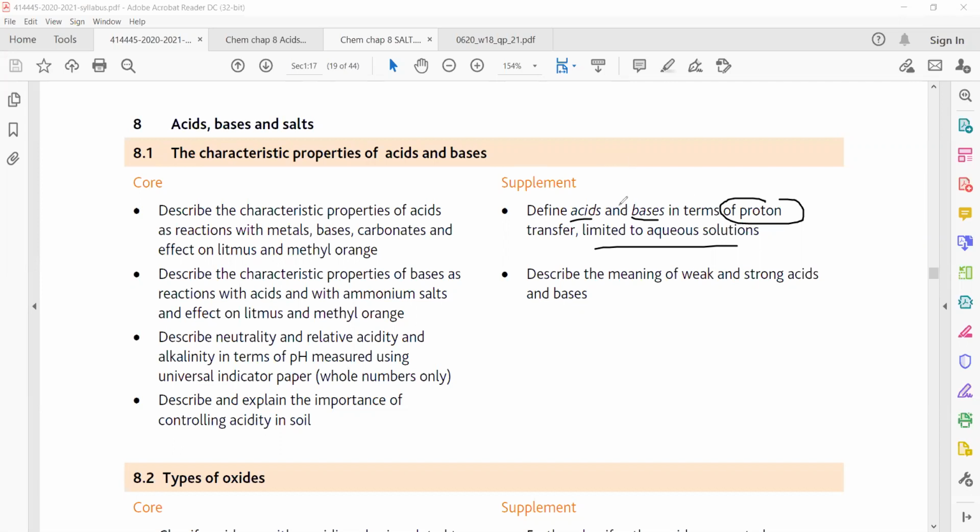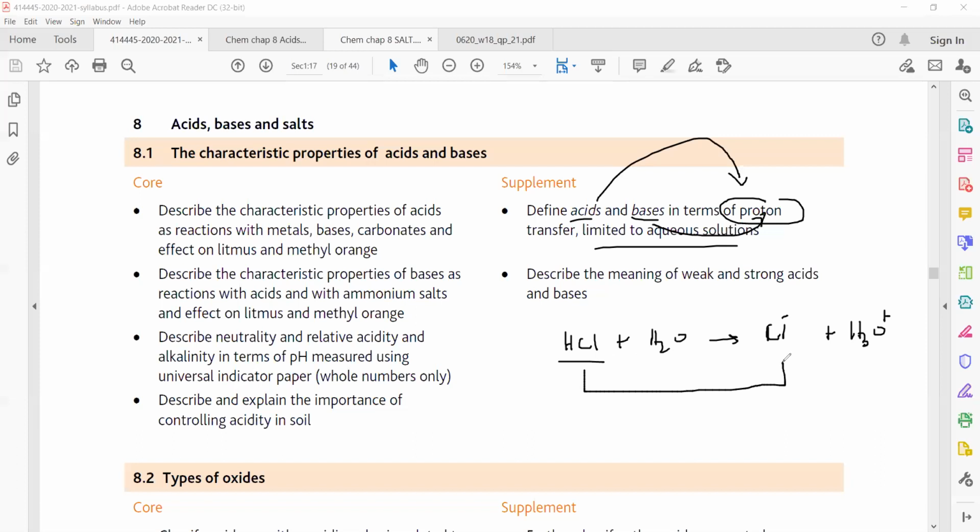Define the terms acid and base in terms of protons. Acids are proton donors and bases are proton acceptors. Sometimes they give you an equation like HCl mixed in water, and they ask you to identify the substance which is the acid, or identify the species which is acid or alkali. HCl becomes Cl-, so it donates a proton. H2O becomes H3O+, so it is accepting a proton. That's why we call that a base.